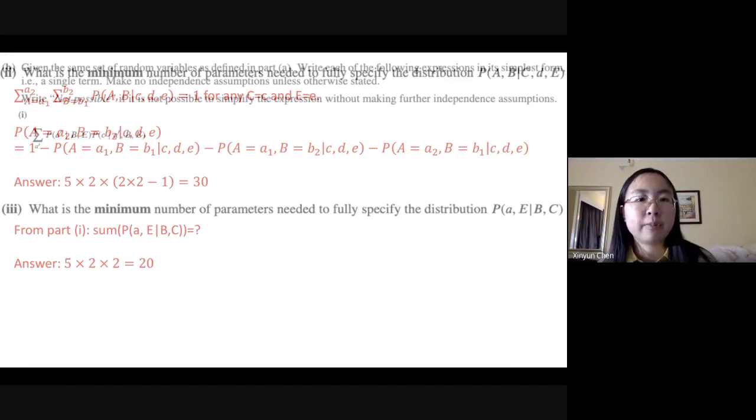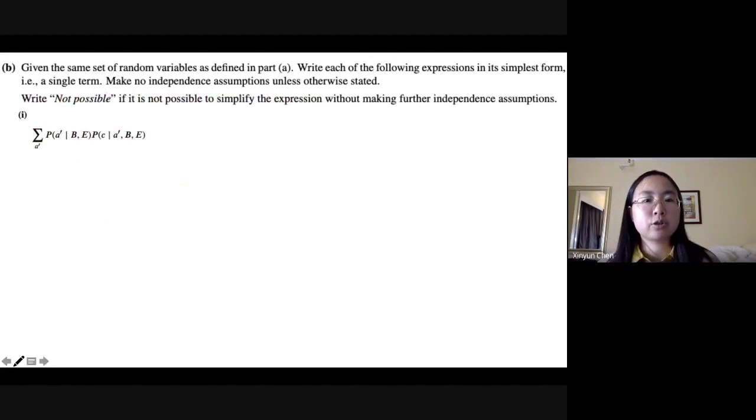Then for part B, it asks us to simplify the expression. But since we have no further assumptions of independence, it means that we can only use the chain rule to simplify the expression. So let's take a look at part I first.